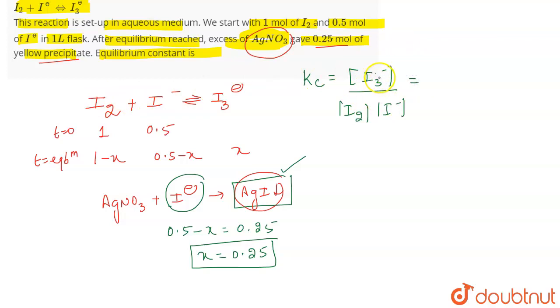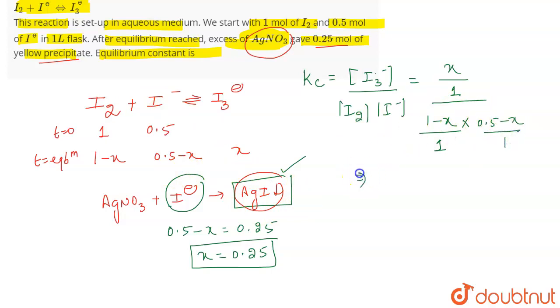Now what is the concentration of I3 negative? The number of moles are X and the volume is 1 liter, right? So X by 1 is the concentration. Concentration of I2 will be the number of moles, 1 minus X, and the volume is 1 liter, into. What is the concentration of I negative? That is 0.5 minus X divided by 1.